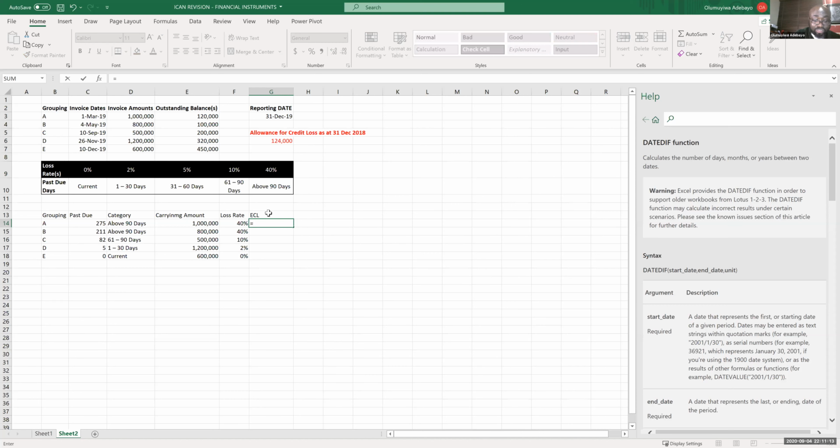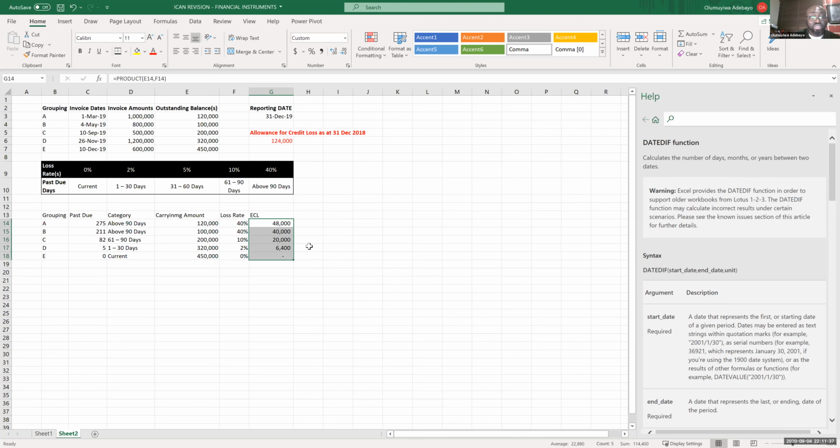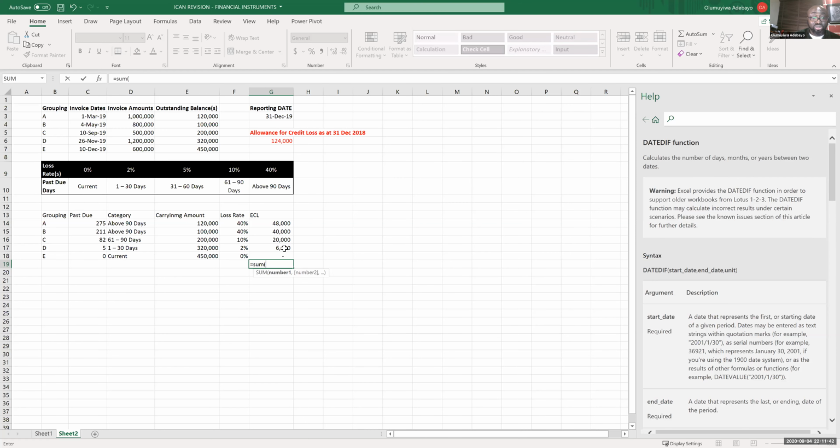ECL is now the product, which means you can multiply the product of carrying amount and loss rate. But I think I picked wrong carrying amount. My carrying amount is the outstanding balance, not the invoice amount. Sorry. Therefore, I compute. What is my value now? These are my expected credit loss per each trade receivable. When I sum it up together, how much is it? It is 114.